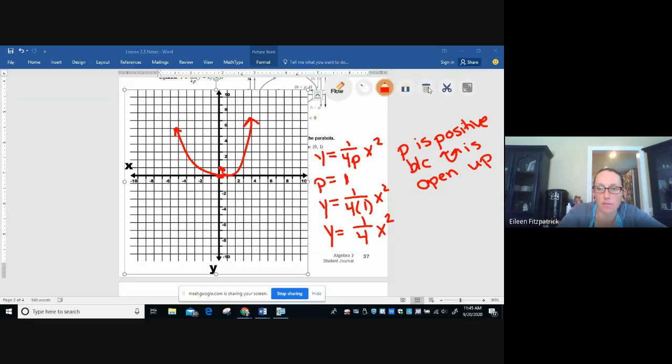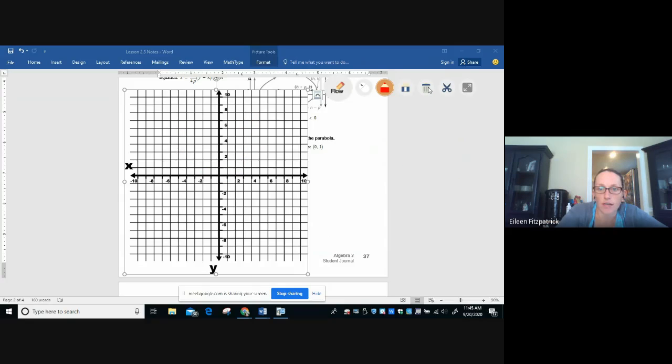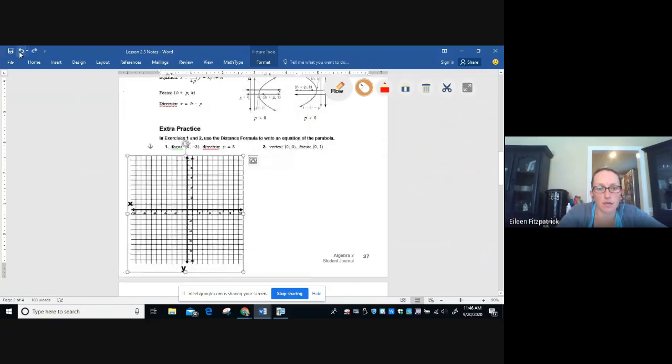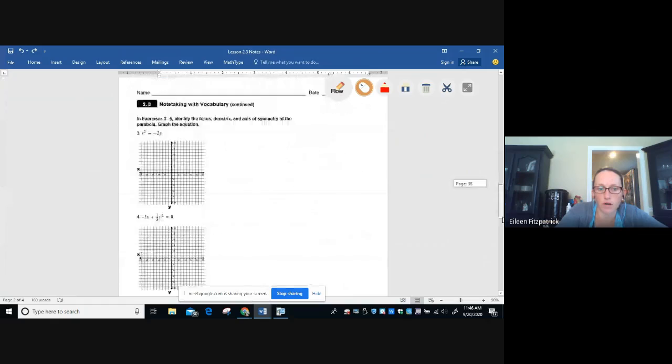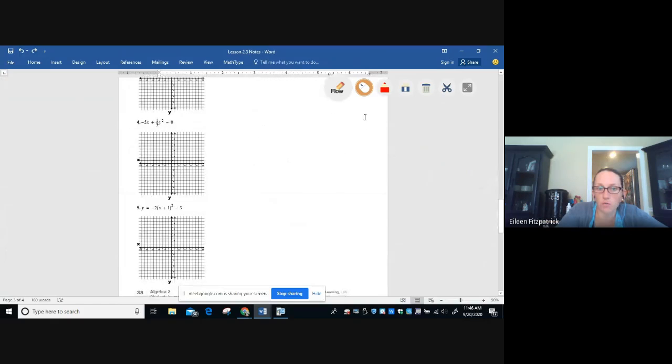All right, so let me trash that. So we're working on evens today. Let's go down to problem number 4. So remember for these, we want to graph them. We want to talk about the focus, directrix, axis of symmetry. But the first step is to always get your variable that is not squared isolated. So in this case, I want to isolate the x.